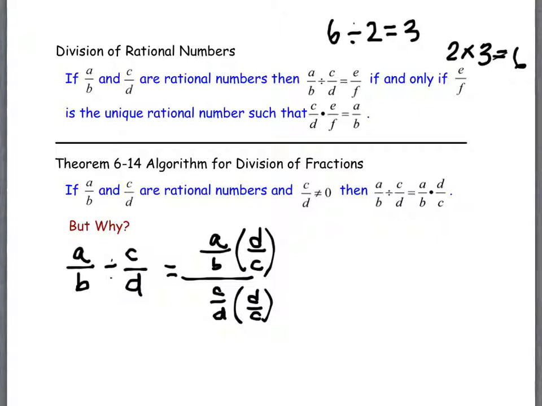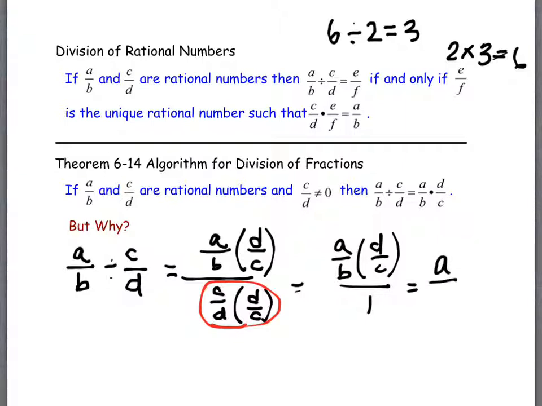Now the reason we did this is because what does this value in red that I've circled become then? 1. So I actually have a over b times d over c divided by 1. And division by 1 doesn't change anything, right? Just like multiplication by 1 doesn't. So this yields a over b times d over c. And that's exactly why this reciprocal idea works. Okay, that's what's happening here.